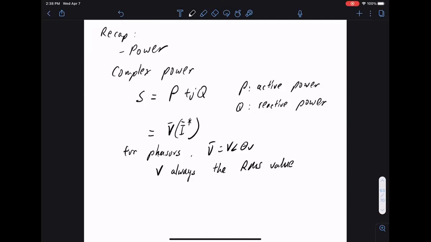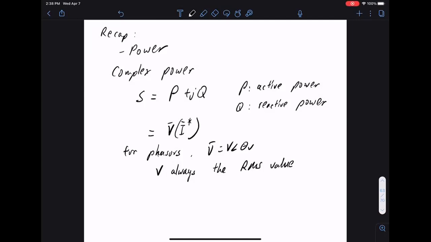Obviously Ohm's law, V equals IR. In these situations, R is replaced by Z. So when you do I conjugate, can you replace that with V over Z? And if so, would that be V conjugate and Z conjugate?